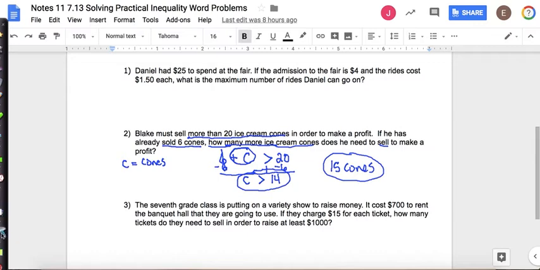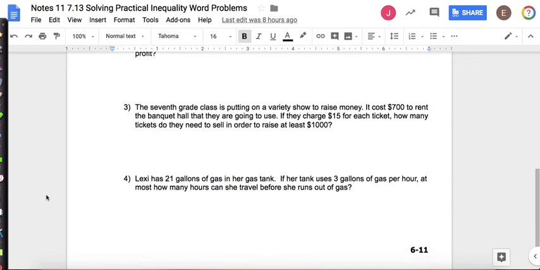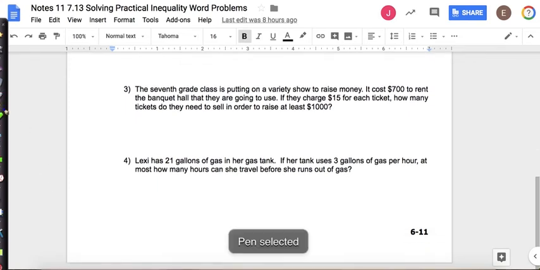Okay, let's move on to number 3. The 7th grade class is putting on a variety show to raise money. It costs $700 to rent the banquet hall they are going to use. If they charge $15 for each ticket, how many tickets, so underline how many tickets, do they need to sell in order to raise at least $1,000? Okay, so this one's a bit tricky.